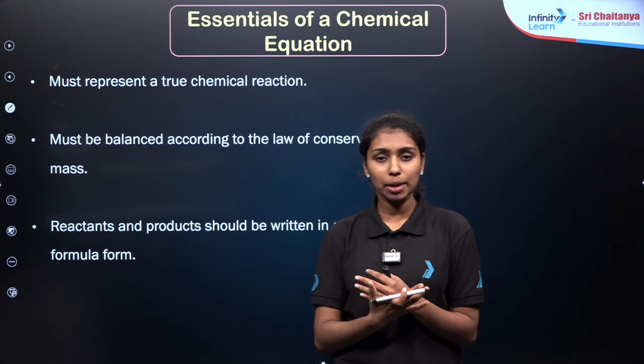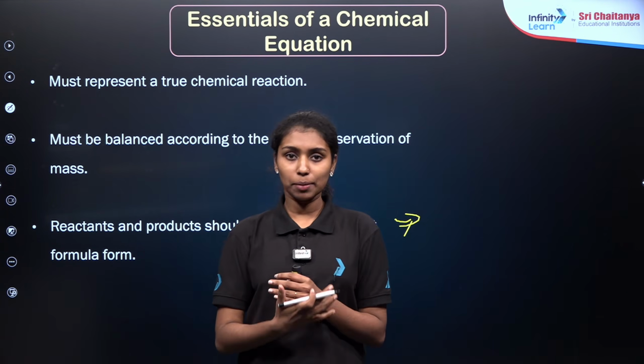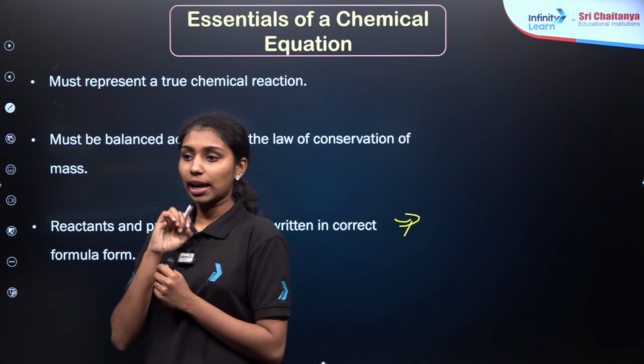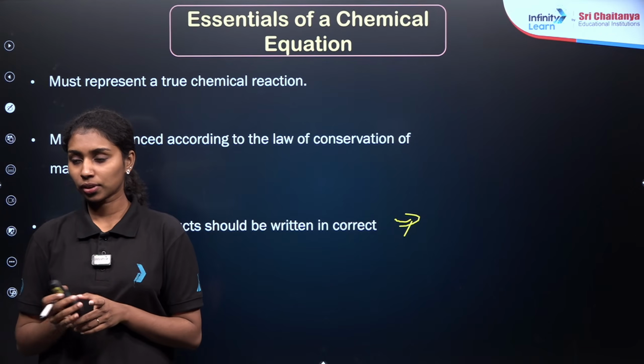So if you are writing any chemical equation, to identify the chemical reaction, you must write the reactants and products along with their physical state. Then write down the balanced chemical equation.